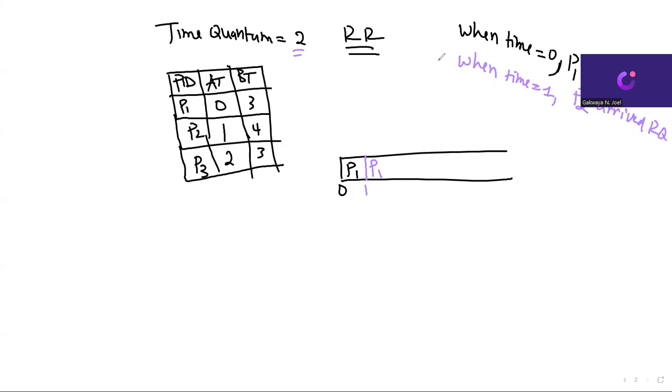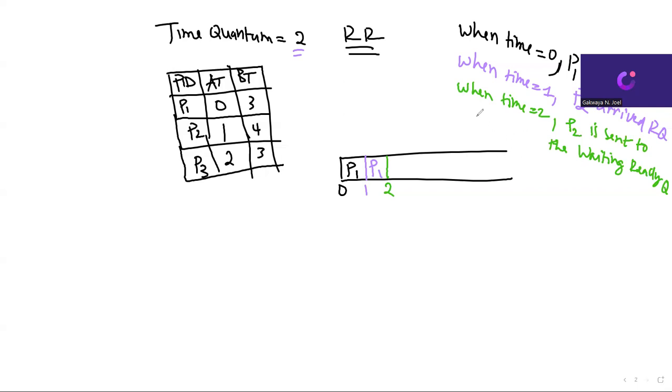When the time becomes 2, P1 stopped. When P1 stopped, P1 is sent to the waiting, ready queue. Waiting ready queue, right, at this time.